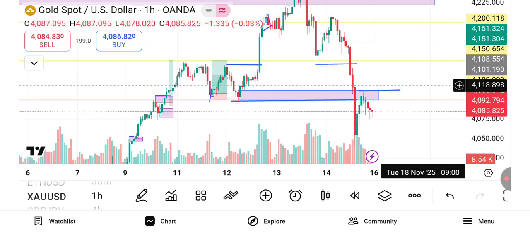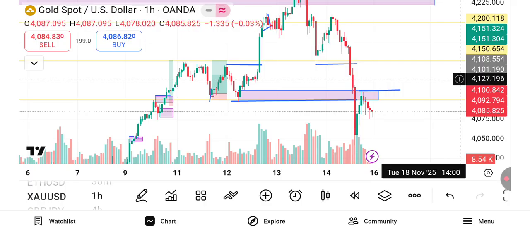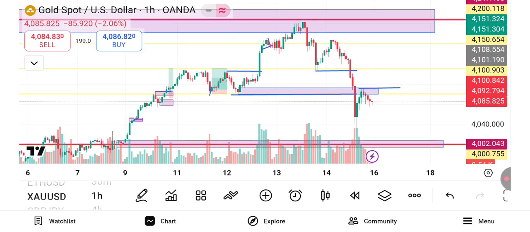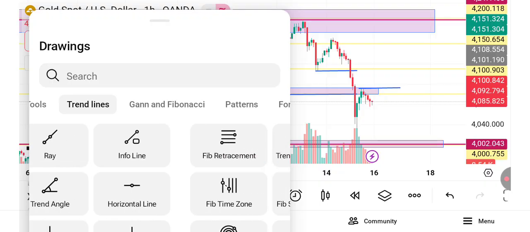I would like to be taking my trade within this fair value gap, but I'll be putting my trade just exactly at the middle of this fair value gap. I like to take my trade. So let me just drop my setup. Let me drop my trade for you guys.